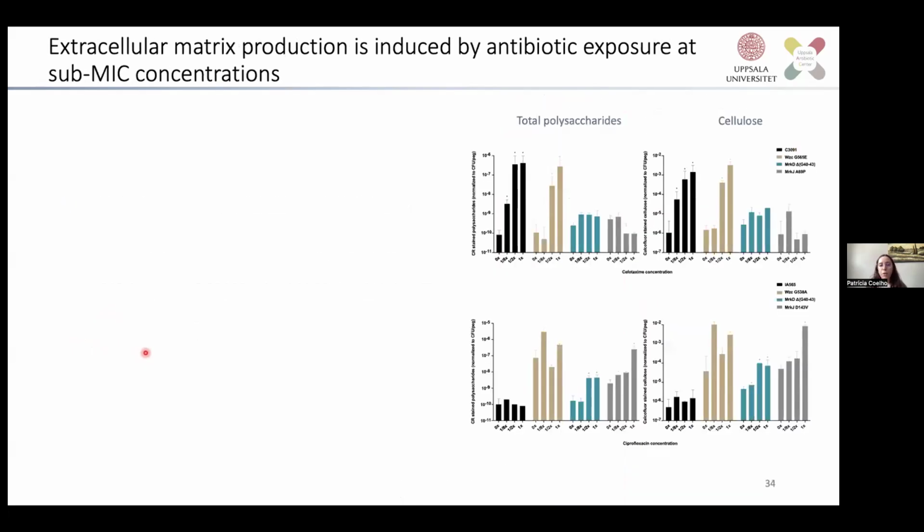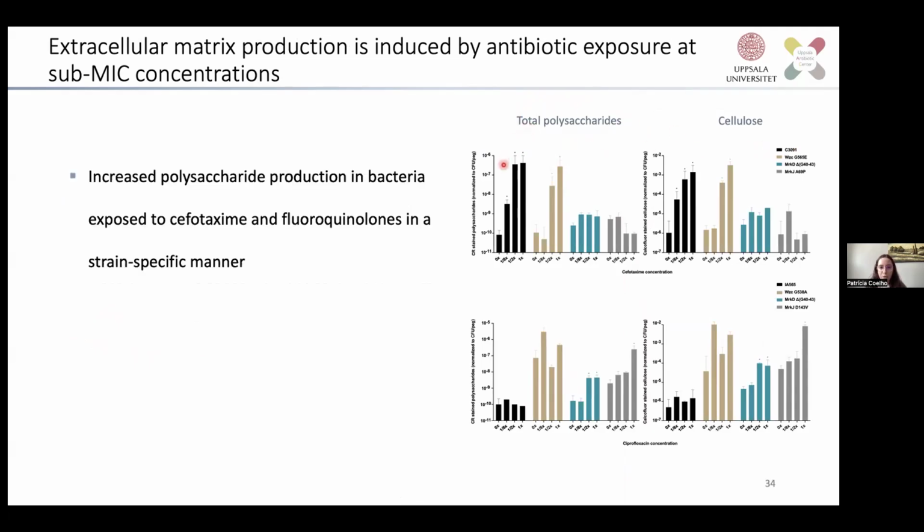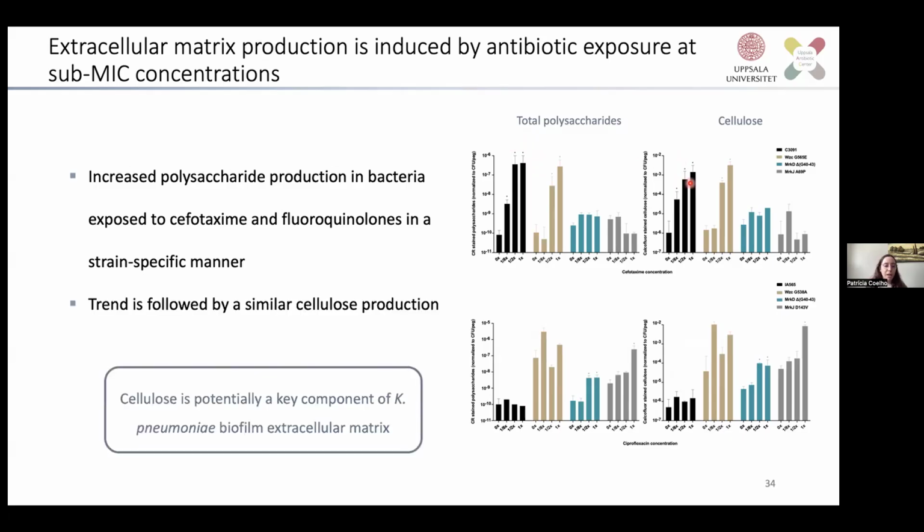So we looked into matrix components. Here we have total polysaccharides and cellulose. And we can see that for some strains here, there is a drastic increase in polysaccharides and cellulose production following treatment with some antibiotics at sub-MIC, but we don't see the same effect, for instance, for extracellular DNA or proteins. So it seems that this effect is strictly on polysaccharides and cellulose in specific. And this confirms that cellulose is potentially a key component of the biofilm matrix produced by Klebsiella pneumoniae.